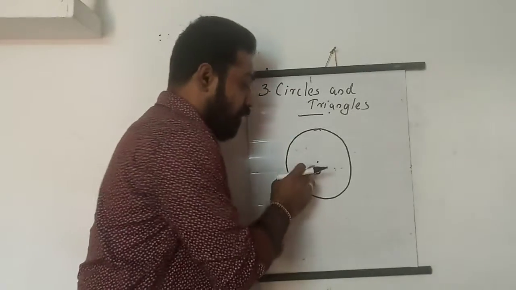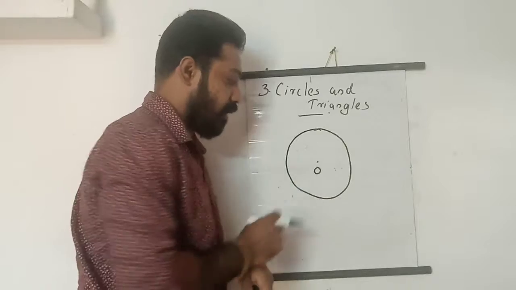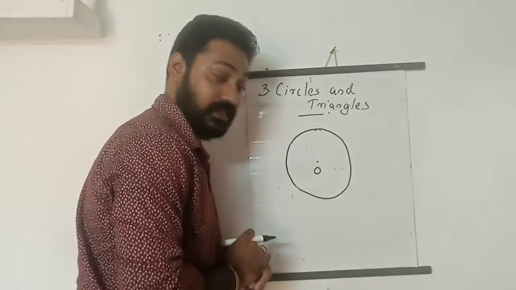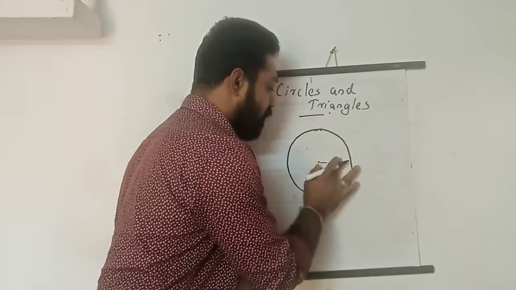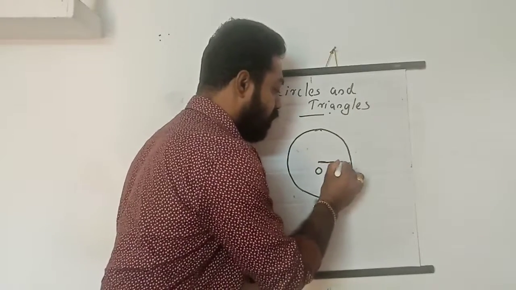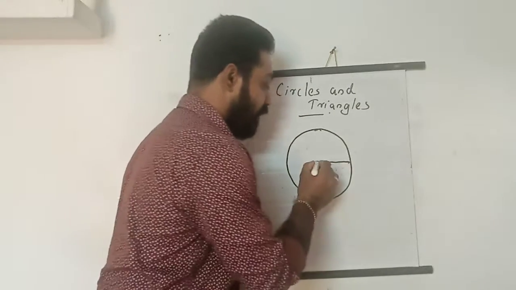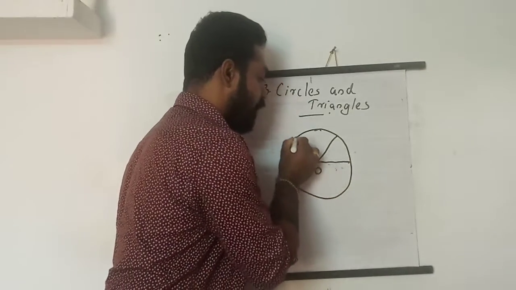We usually represent the center by the letter O, or we can use any other letter. You all know what this is: it is called the radius of the circle, which we also discussed. Radii are always equal. This is a radius and this is a radius.